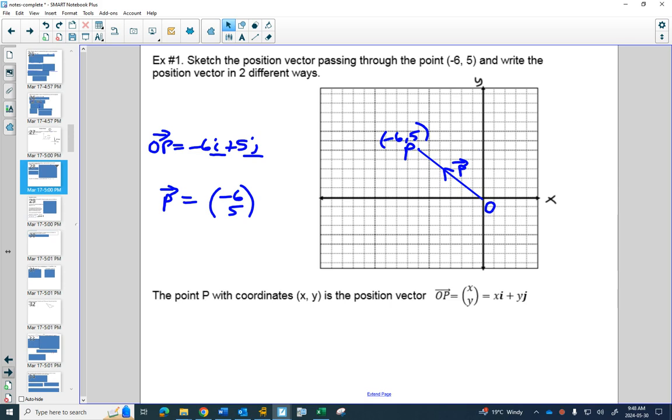So you can always write, if you go through a point, its position vector is always the x-coordinate and the y-coordinate, and you can write it either as a column vector, or you could write it with the unit vectors i and j. Not super hard.